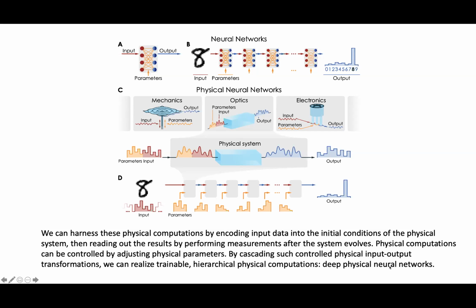That is a deep physical neural network. So here in A is a traditional neural network, what we see every day. And this is a physical neural network. You can see, for example, a mechanical system, an optical system, or an electronic system can act as a nonlinear operator that maps the parameters and input into the output like this.